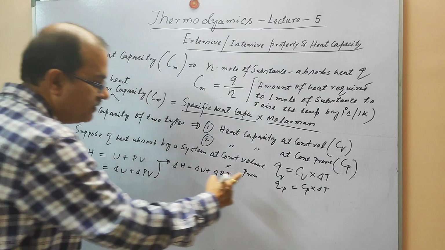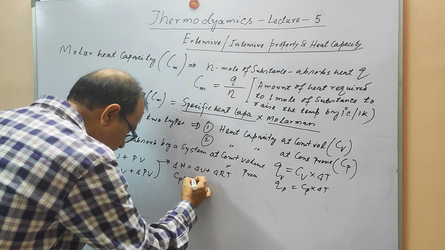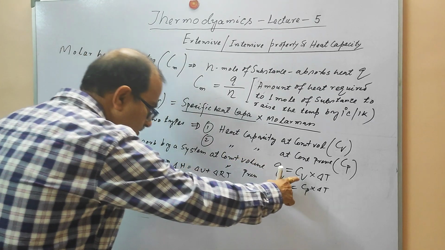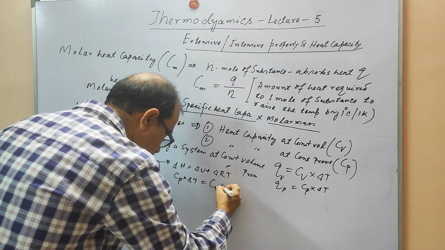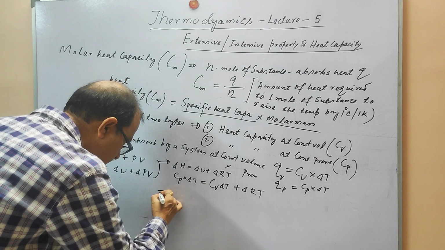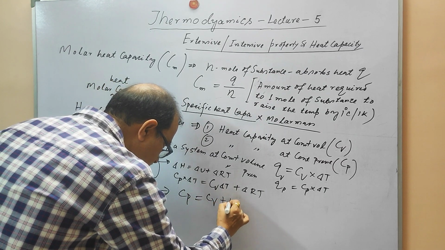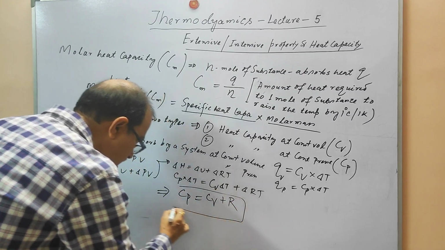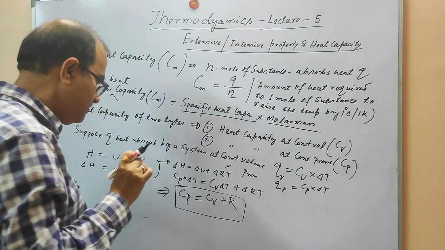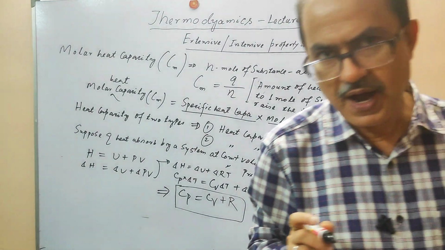Del H is nothing but the QP. So we can write here Cp into delta T. Here we can write U, internal energy change. You can write this Cv into del T plus del T into R. So what we get? We get Cp is equal to Cv plus R. So Cp is always higher than Cv by R for 1 mole of gas. Suppose it is n mole gas, then it will be n into R.